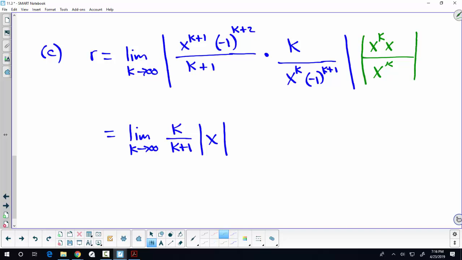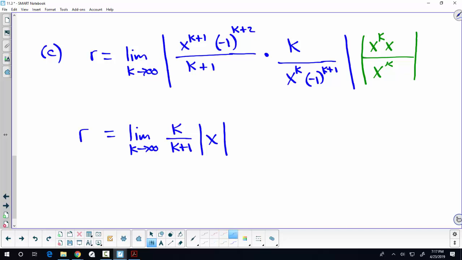Is everyone okay with our simplification? Are there any questions on any of that? The negative one goes away, right? Yeah. So we know that -1 to any power is either 1 or -1. And so when we take the absolute value of all of that stuff, the absolute value of 1 or -1 doesn't matter what it is.